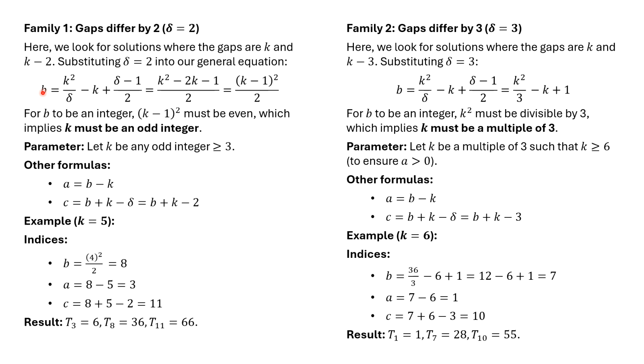But we need b to be an integer, so that means k minus 1 squared has to be even, which means k must be an odd integer. And we also need to have k greater than or equal to 3, otherwise this will be negative. So k needs to be an odd integer greater than or equal to 3, and that'll give us a family of solutions. These are our corresponding solutions for a and c. It's b minus k, and then c is b plus k minus delta, but that's 2.